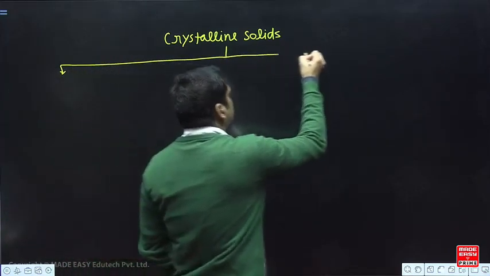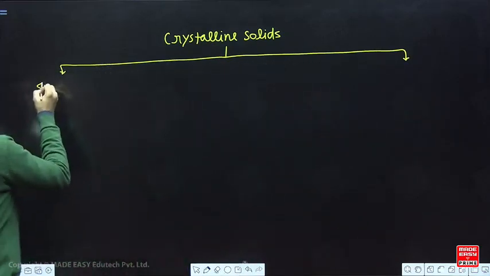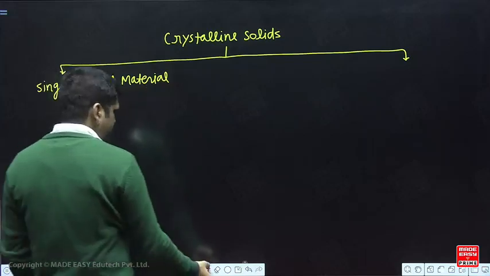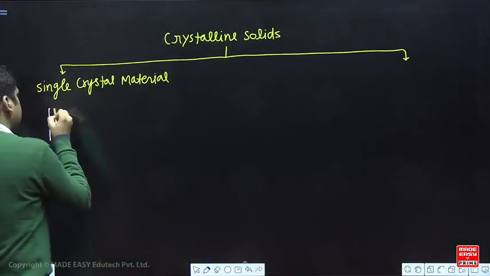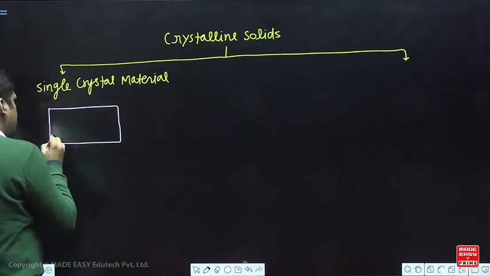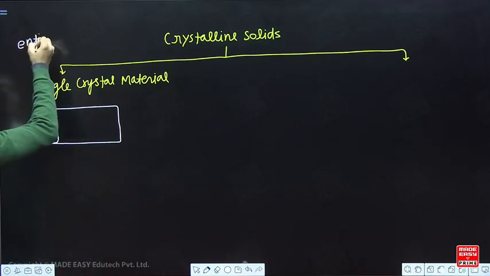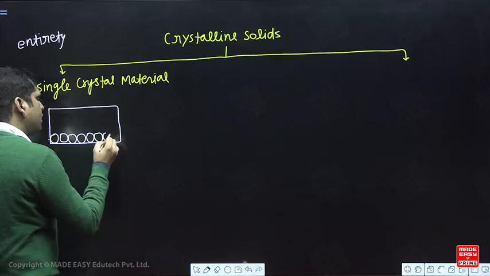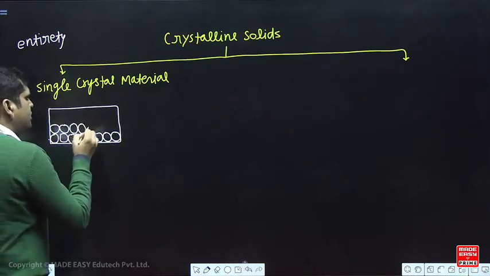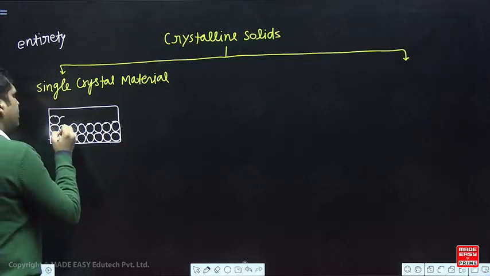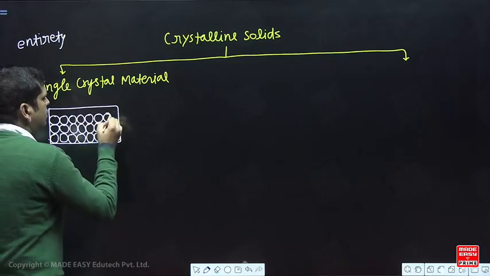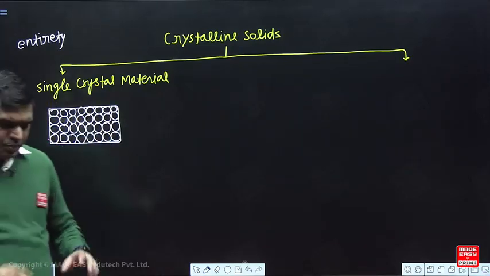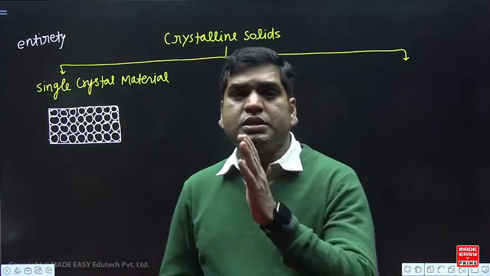Crystalline solids can be divided into two types. First one is single crystal material. Here, throughout the entirety of the specimen, entirety means in the whole specimen without any interruption from this point to this point, atoms are arranged in a single orientation. All the atoms are arranged in a particular direction. Let us suppose with respect to the x-axis at 30 degrees, then all the atoms are at 30 degrees with respect to the x-axis. So they have a single orientation, throughout the entirety of the specimen. That is, in the whole material all the atoms are arranged in a single orientation.